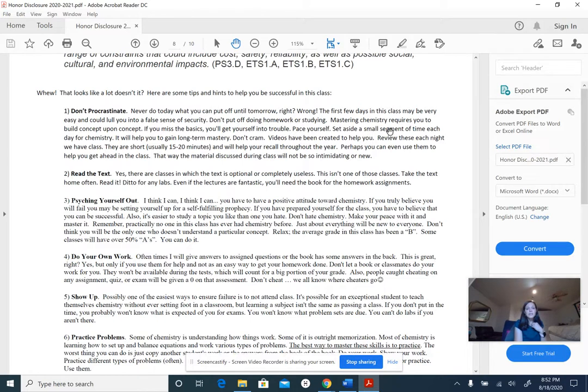Mastering chemistry concepts also requires you to build concept upon concept. So it's really easy, kind of like in a math class. What we do on Monday helps us figure out how to do our next thing on Wednesday, how to do our next thing on Friday. So if you get behind, it's really easy for it to pile up because we're building concept by concept, just kind of like a math class here. Okay, so don't let this snowball on you.